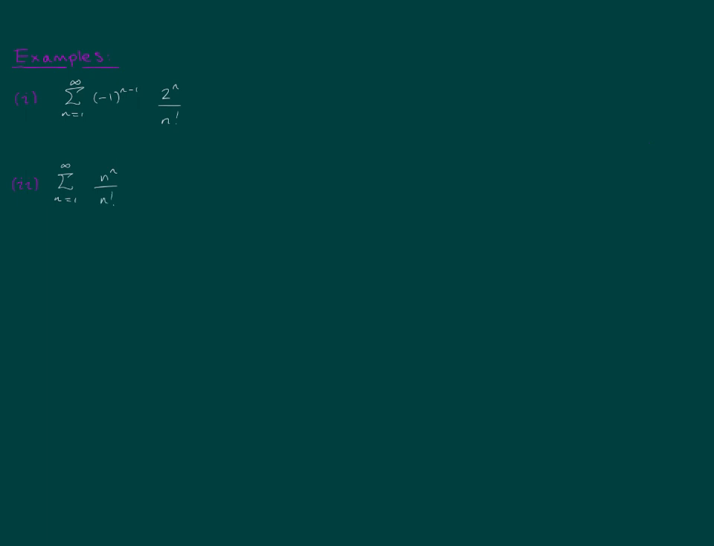Third example, sum n equals 1 to infinity (-1)^n times n over 5^n. Fourth example, sum n equals 1 to infinity (-1)^n over n squared.